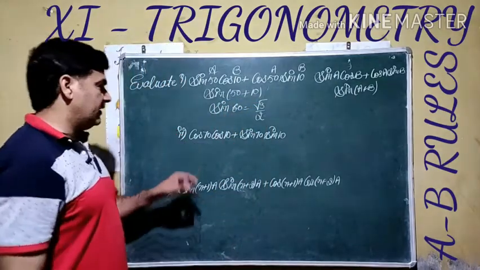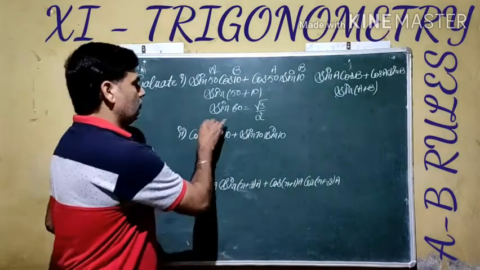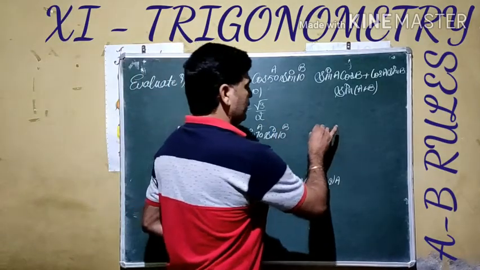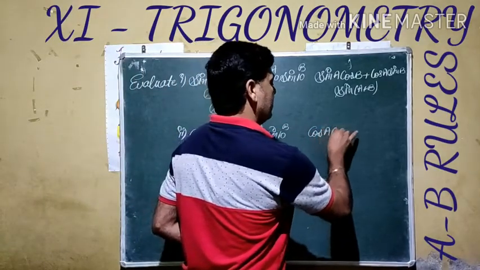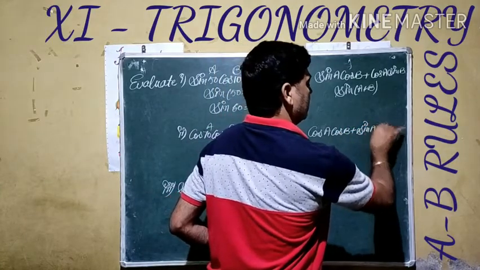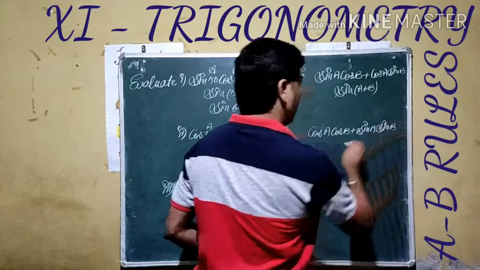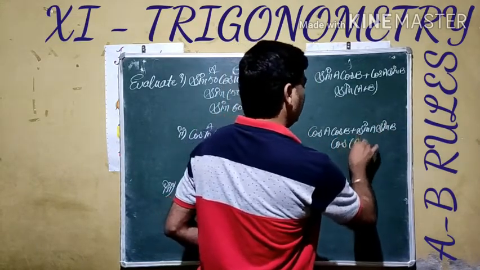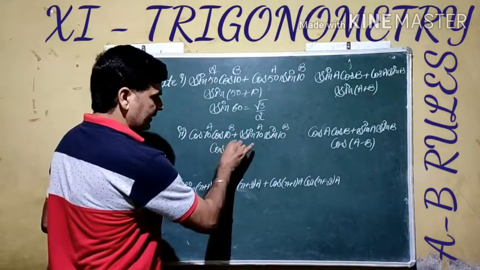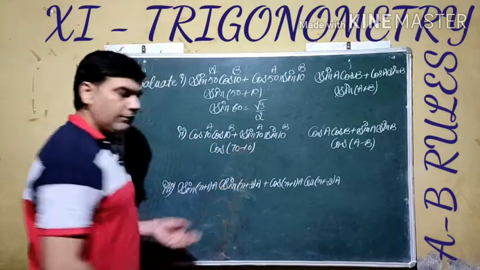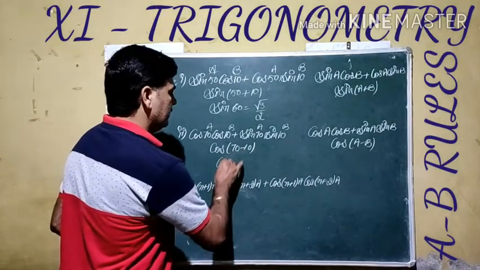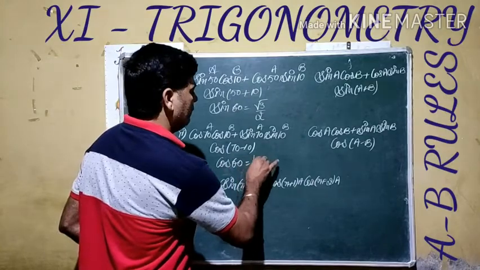If you see our next part, it is given by cos A cos B + sin A sin B. We are going to use this identity cos A cos B + sin A sin B, which is given by the cos of A minus B formula. So if you use it here, A means 70, B means 10. If you subtract, we simplify: 70 minus 10 is 60. Cos 60 from the table is given by 1 by 2.